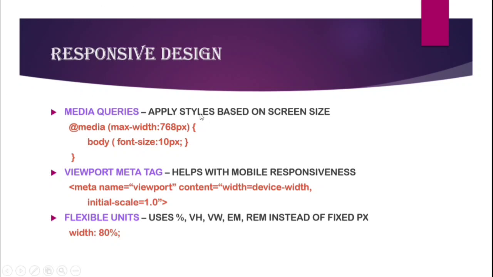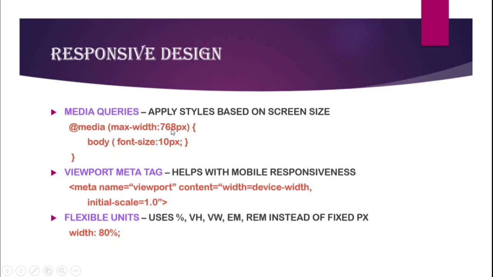Apply styles based on screen size. That is nothing but the media queries. This is the one which we use for responsive web design. Here this is the syntax, @media, and we have to mention the maximum width. So maximum width 768 pixel means this is the screen size that you are mentioning. So for devices whose maximum width is 768 pixel, on those and below devices only this body font size equal to 10 pixel will be applied. On larger devices it will not be applied. This is how you can mention maximum width, or you can also mention minimum width.